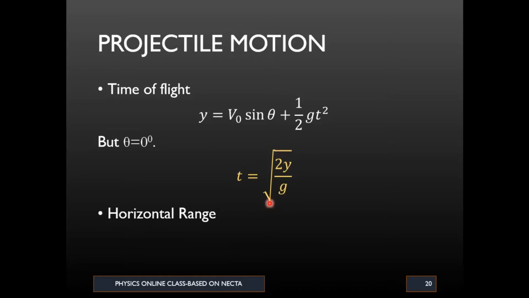Horizontal range. The horizontal range is given by x is equal to v naught cos theta t, where t is the time of flight for the horizontal projection. Therefore, here you may substitute the square root of 2y over g. The angle theta is equal to 0, therefore cos of 0 is equal to 1. We may say the horizontal range covered by the projectile in a horizontal projection will be given by v naught times t.